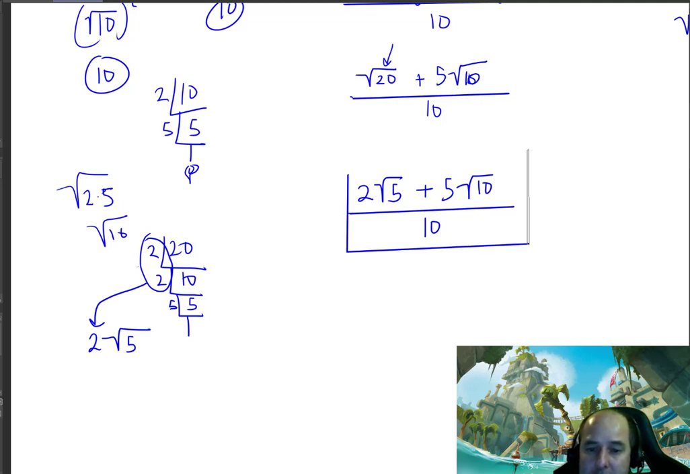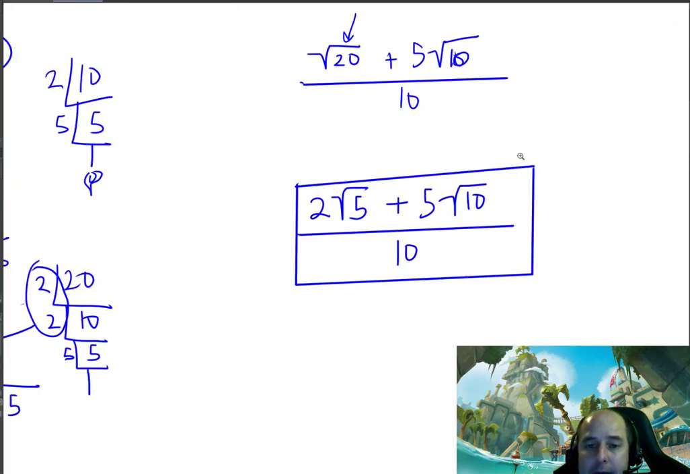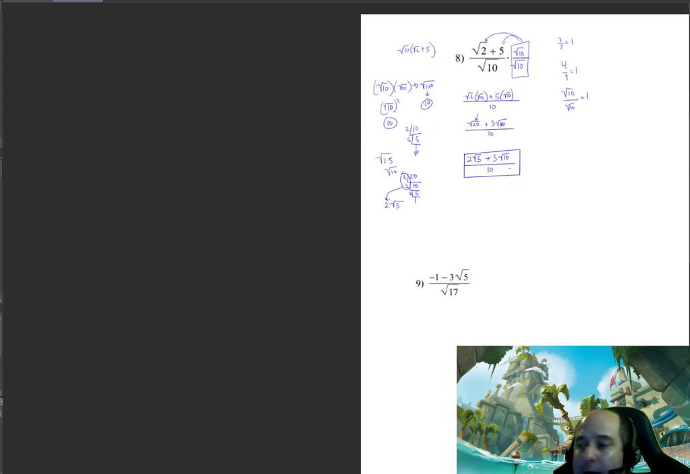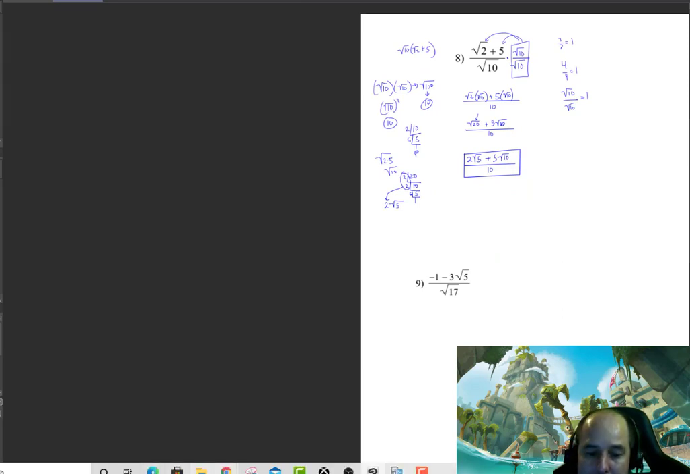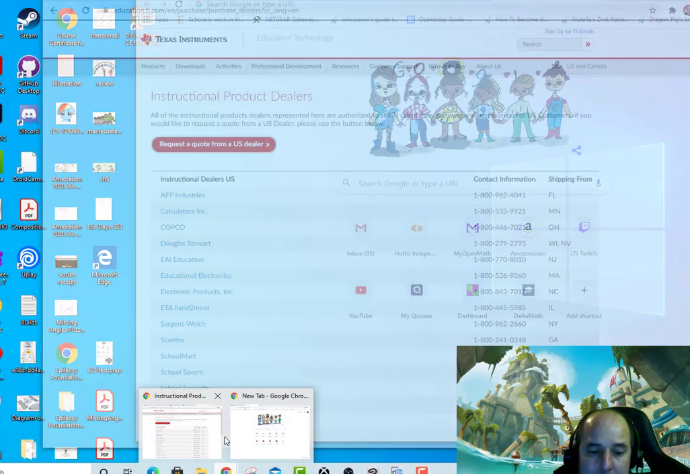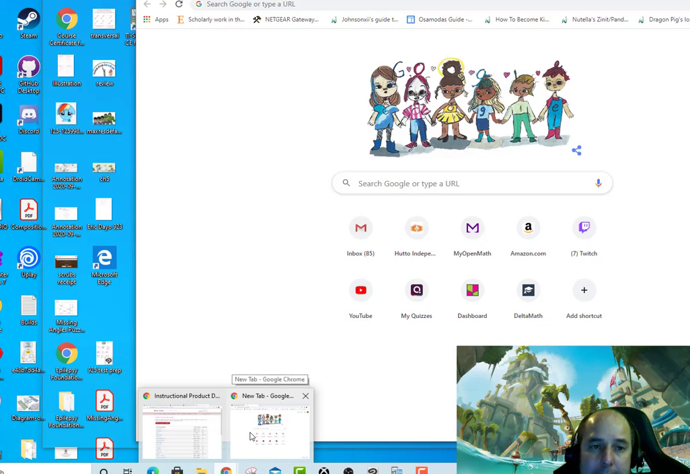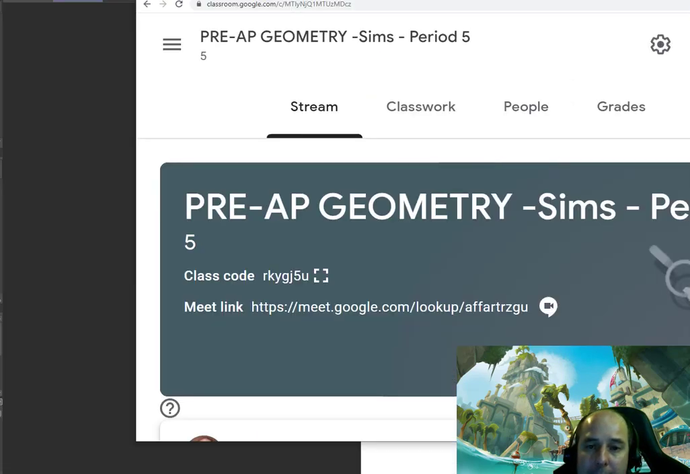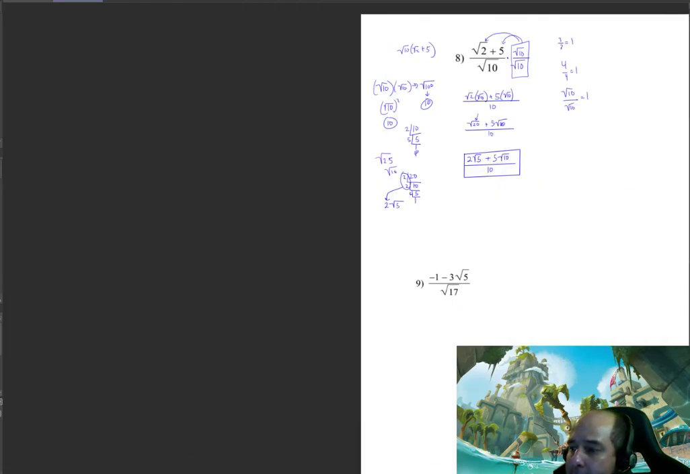So if I actually look at my answer, let's double check to make sure I didn't make any arithmetic errors. It happens, right? That was problem number 8. Let me look at my answer for problem number 8 and see if I got it right. Did I get it right? Let's see. Survey says, let's see, problem number 8.